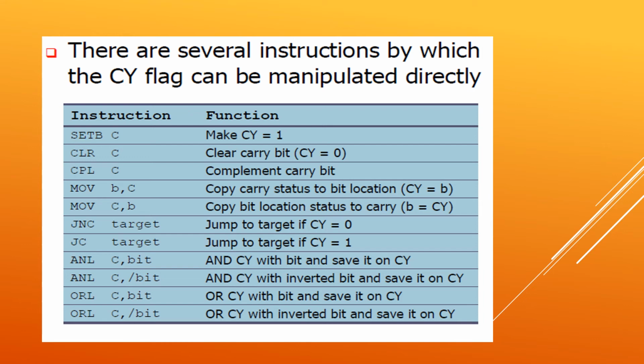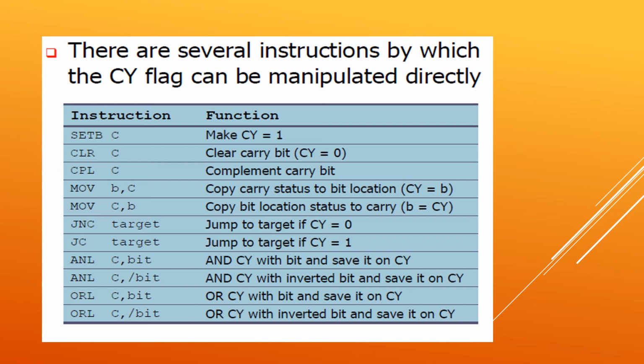Then JNC, and again the target, whatever address you want: jump to target if carry is 0. JC, jump to target if carry is 1. Then the instruction ANL C, bit: AND carry with bit and save it in CY, because the destination is carry. Then ANL C, /bit with the inverted bit, so it is written slash bit. So AND CY with the inverted bit and save it in CY, that also you can do.